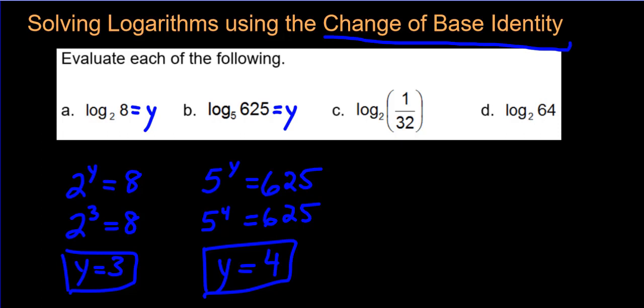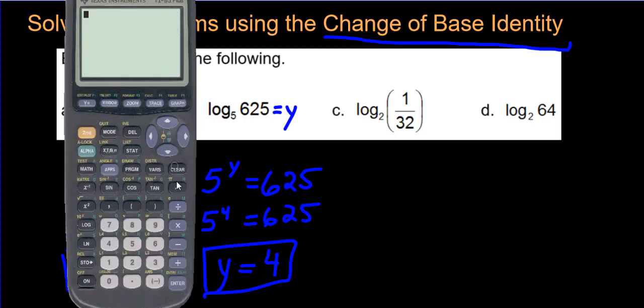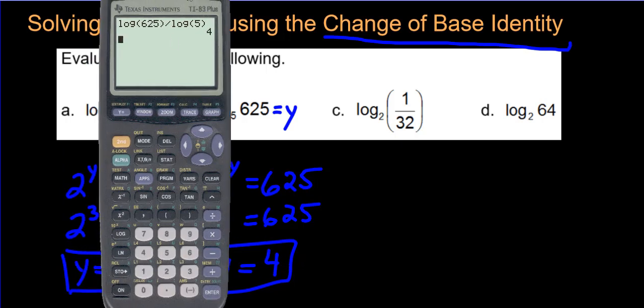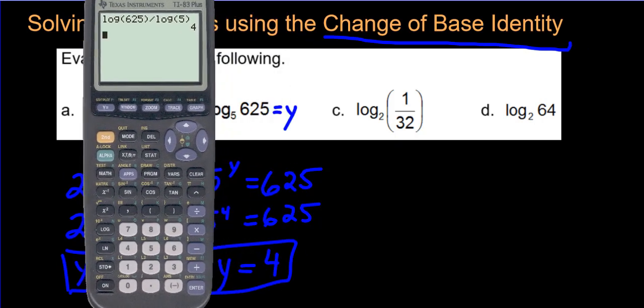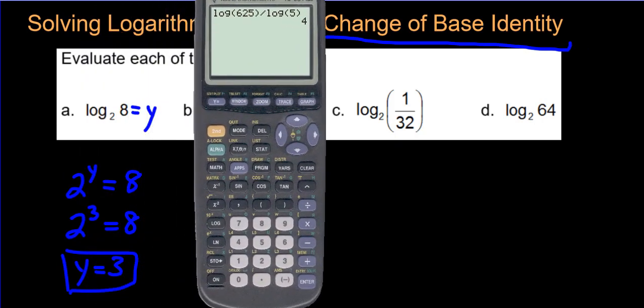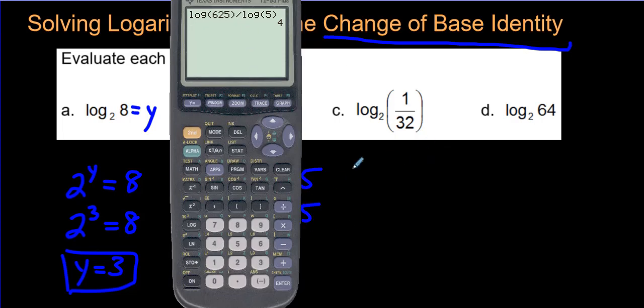If we had done it the fast way, you remember what to do? You hit log 625. I'm going to close the bracket because I think I need to, and then log divided by log 5. And you get 4 as your answer. Look at that. These calculators with the log button are amazing. Who knew logs could be so easy? Let's look at the next question.